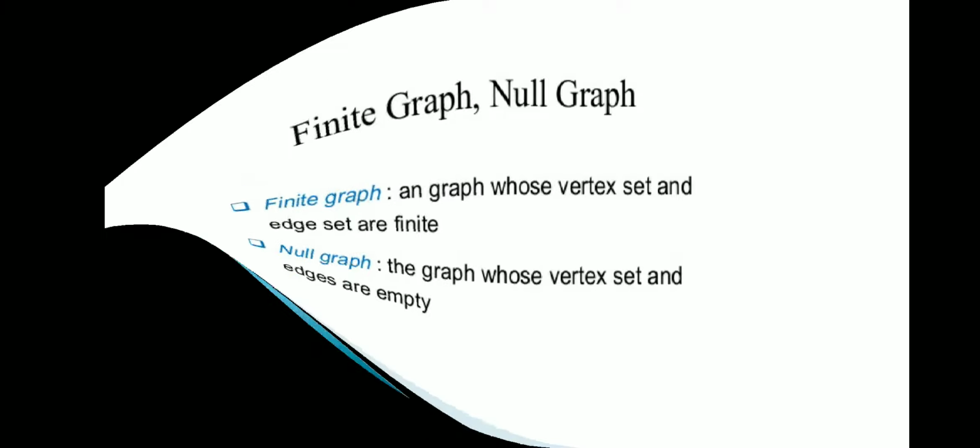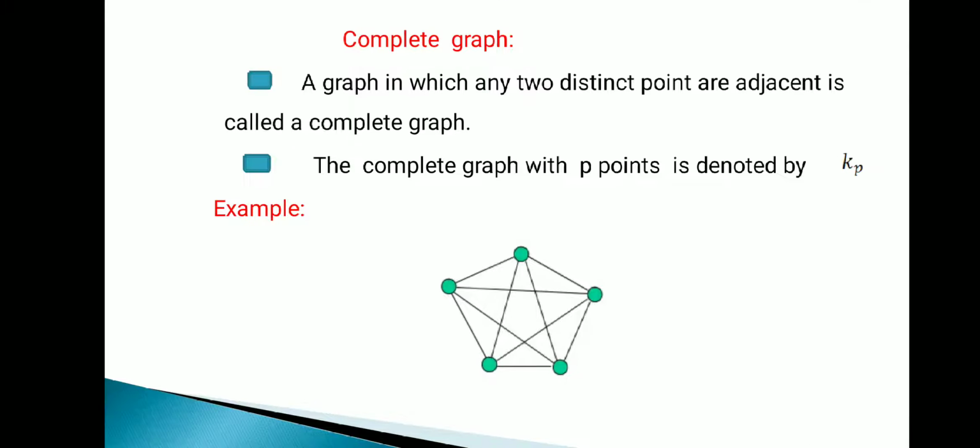Next, a graph in which any two distinct points are adjacent is called a complete graph. The complete graph with p points is denoted by Kp. We consider the example of the figure. There are 5 points. Each point is connected to the other points by lines. This is called a complete graph.